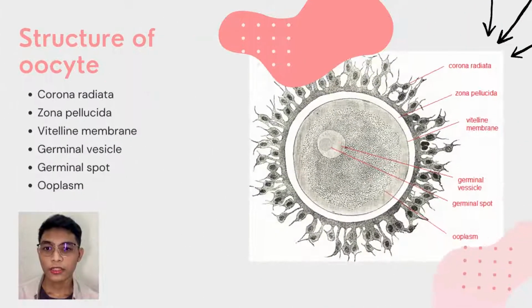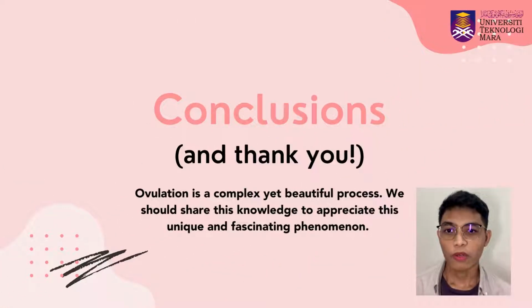And this is the structure of oocyte, which generally consists of corona radiata, zona pellucida, vitelline membrane, germinal vesicle, germinal spot, and ooplasm. In conclusion, we have learned about ovulation in an interesting way by doing some research and making this video. We have learned how complex and beautiful the process of ovulation is. We hope that whoever watches this video will gain new knowledge and share it with your friends.